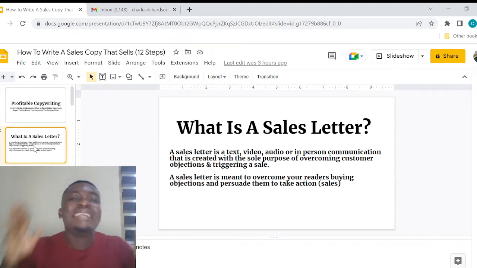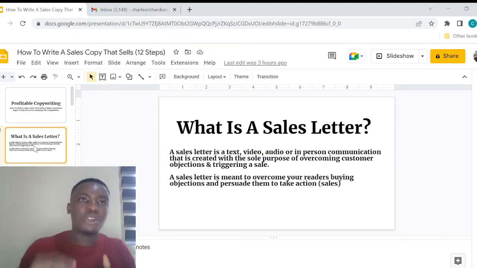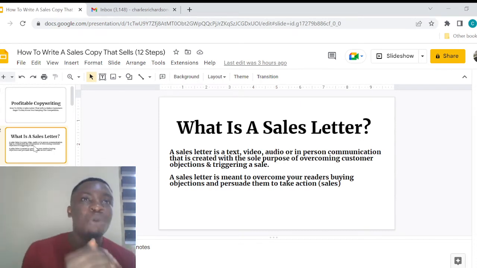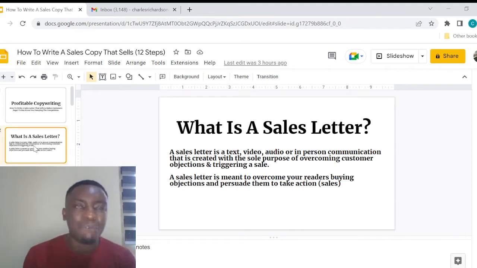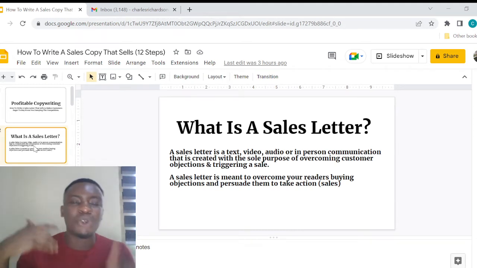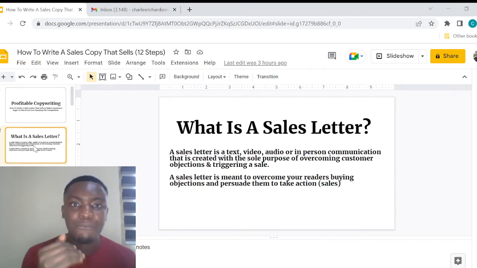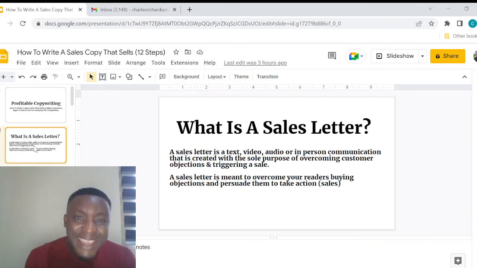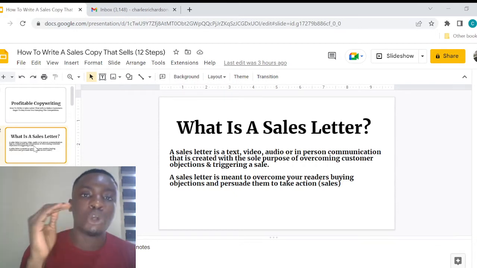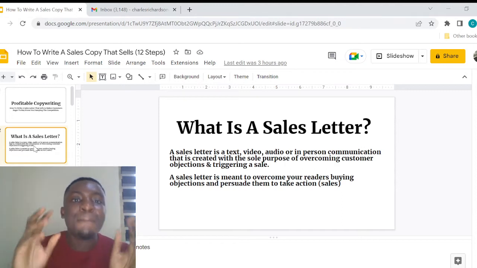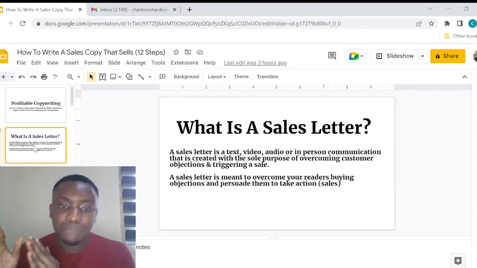Now, a sales letter is meant to persuade the customer. That's the way sales happens. It's meant to break down every objection. When a customer wants to buy from you, they have so many objections in their head as to why they are not going to take that action of buying from you. Now, your sales letter is what you create to overcome all those objections, all those resistance, and at the end of the day, make them buy from you.